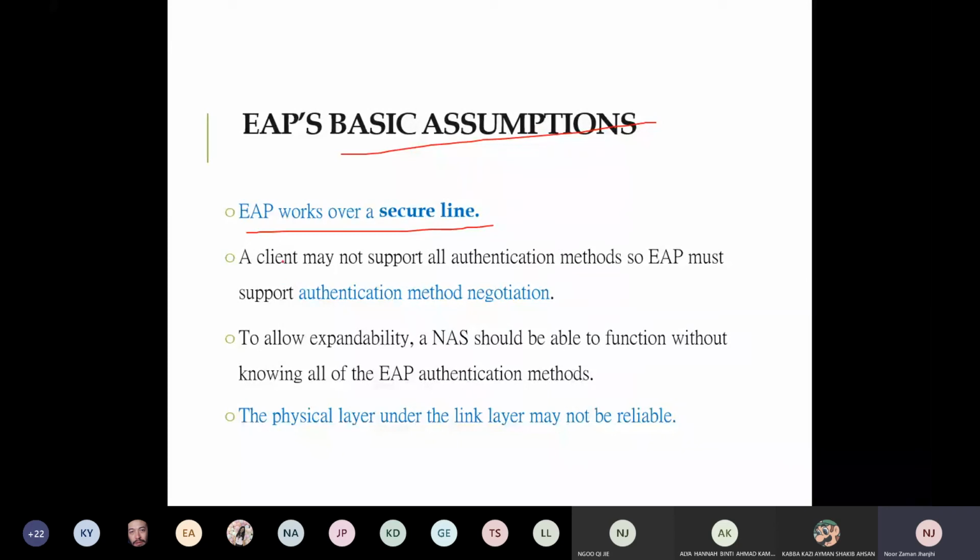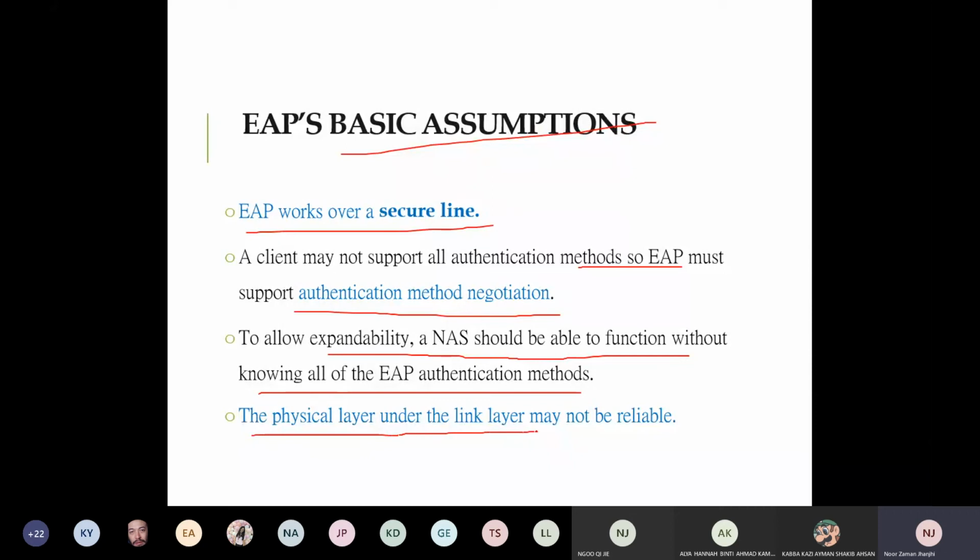A client may not support all authentication methods, so EAP must support authentication method negotiation. So these are the basic assumptions on the basis of which EAP is working. To allow expandability, a NAS should be able to function without knowing all EAP authentication methods. And the physical layer under the link layer may not be reliable.